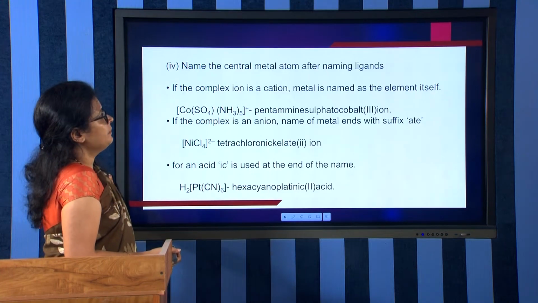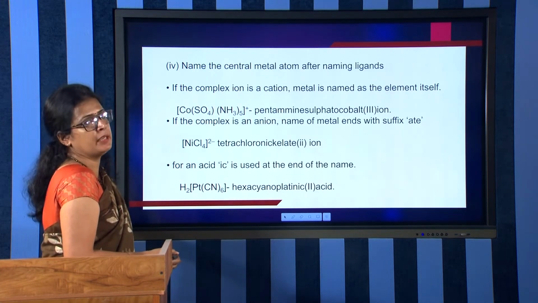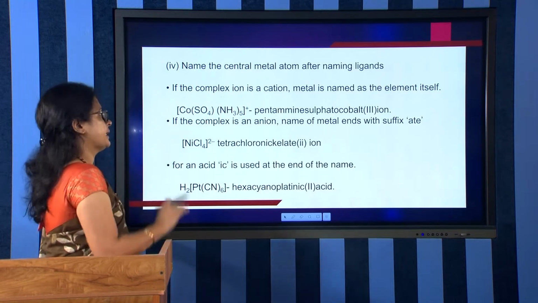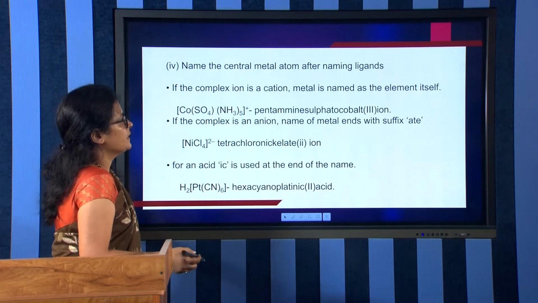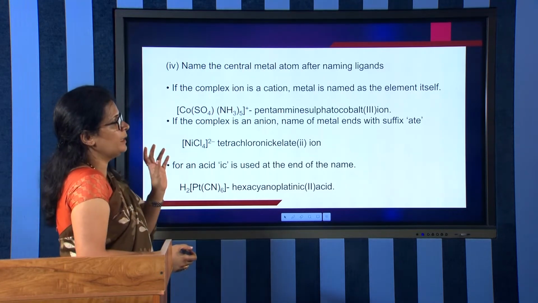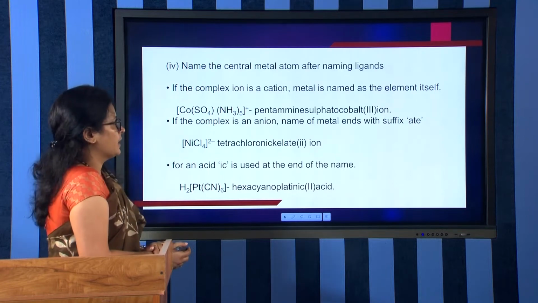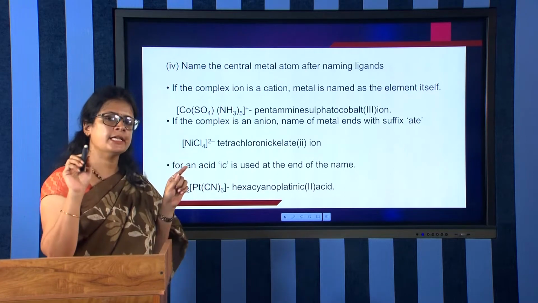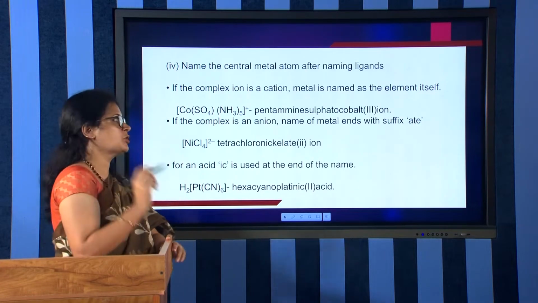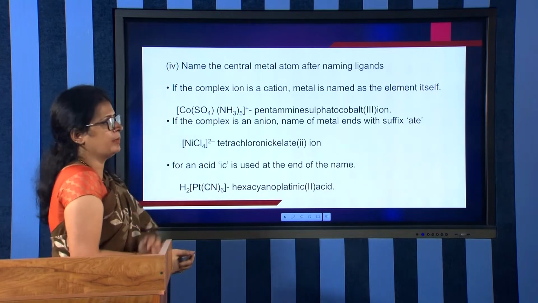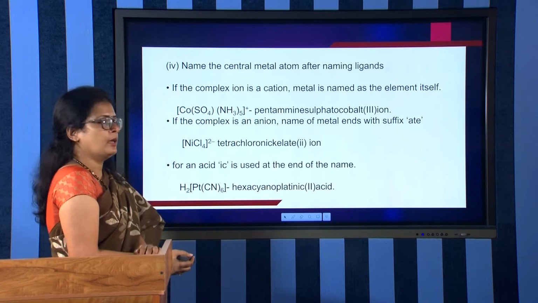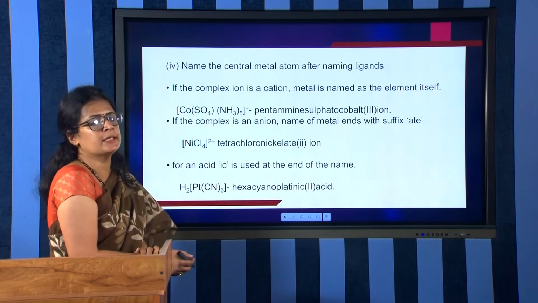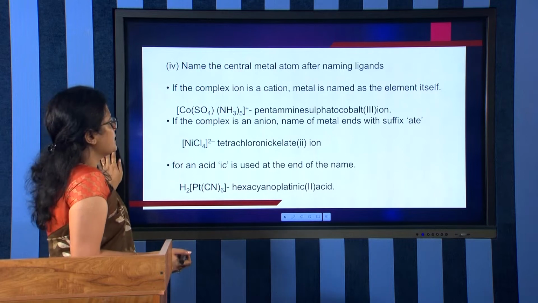And now, name the central metal atom after naming the ligands. After naming all the ligands, we should go for the central metal atom. And if the complex ion is a cation, the metal is named as the element itself. The complex ion means the entity which is written in the square bracket, and if that entity is carrying a positive charge, it is called a cationic complex. In that case, the central metal atom in the coordination sphere should be named as the element itself.